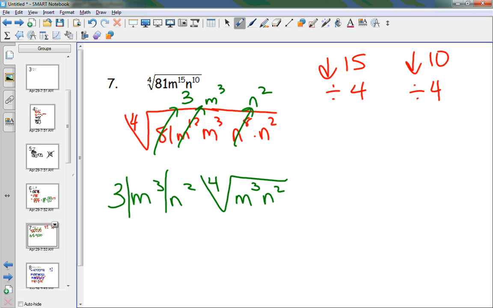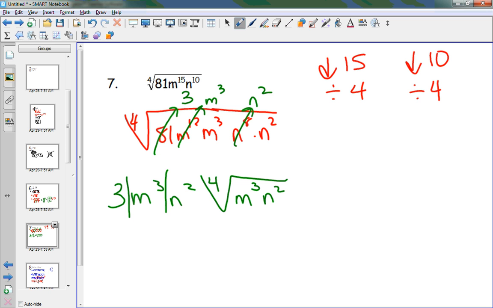Are we good on that? Do you understand why you have the fourth root and this m cubed n squared? Because that's what's still left over inside. The 3 is smaller than the 4, the 2 is smaller than the 4, so therefore they stay underneath the radical.